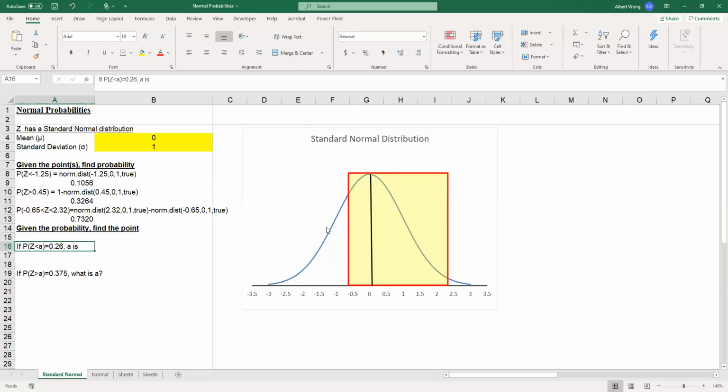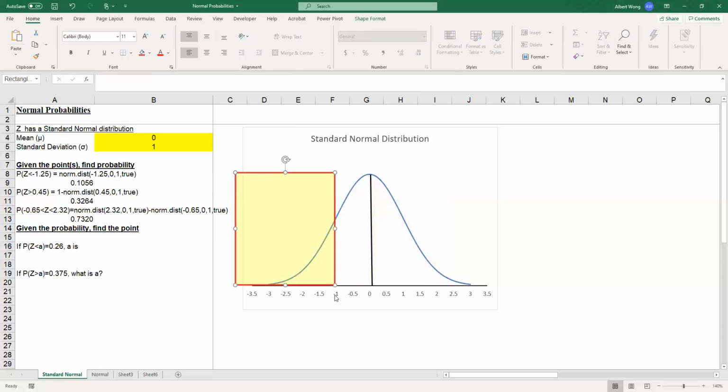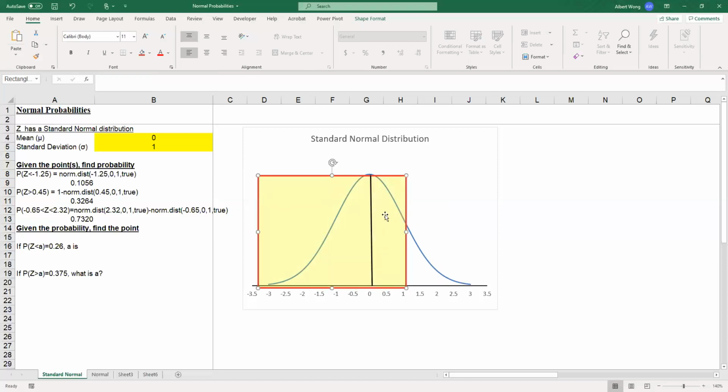Now, again, if you draw a picture, you can see that we are looking for the point A somewhere around here, where this area is equal to 0.26, right? This area represents the probability. So we're given the area equal to 0.26, we want to find this point. Now, by drawing this picture, you know that A is a negative number, right? Because if A is positive, somewhere around here, then this area is more than 0.5, because half of the normal distribution is 0.5, but we only have 0.26. So A is actually somewhere around here, because this is less than 0.5.